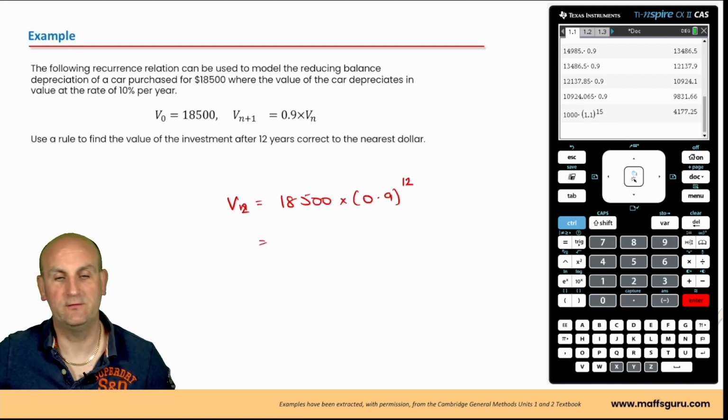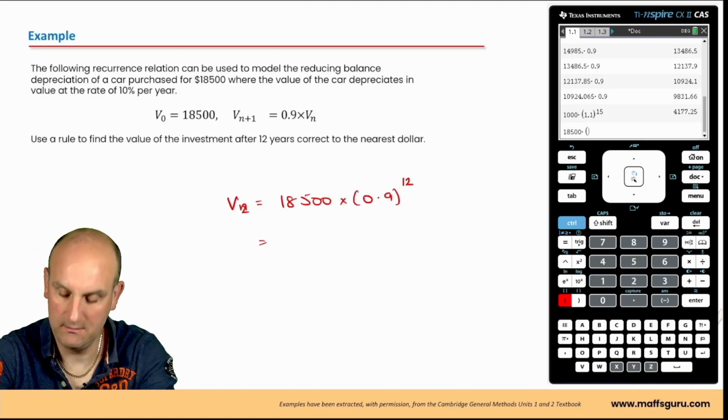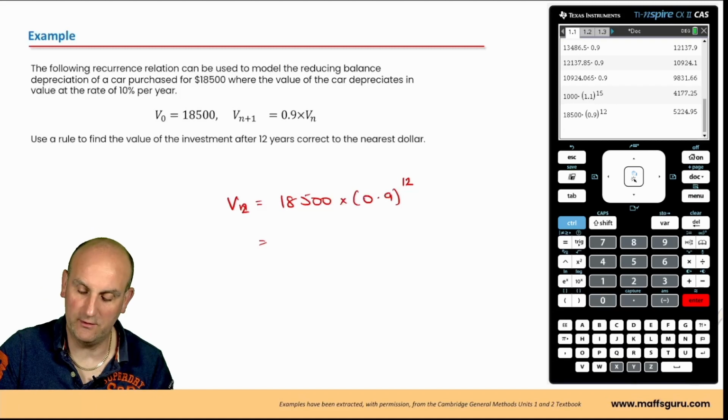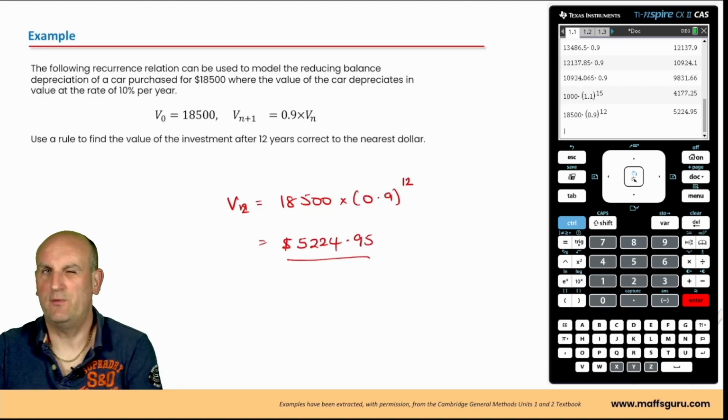And then how are we going to do this? Oh, I don't know. Can't do it in my head. Do it in the calculator. Times 0.9 to the power of 12. Hit enter. Tells me that after 12 years, it'll be worth $5,224.95. Notice how repetitive these get?